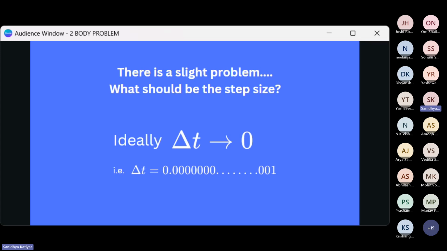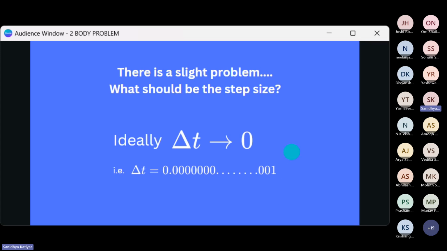And we need to deal with simulations that take hundreds of millions of years. So clearly, we cannot use this ideal value, that is dt tends to 0. Theoretically, we can calculate using calculus, and Newton made some formulas in calculus which help us in doing that. But computationally, if we try to simulate this, it's not feasible by any chance.